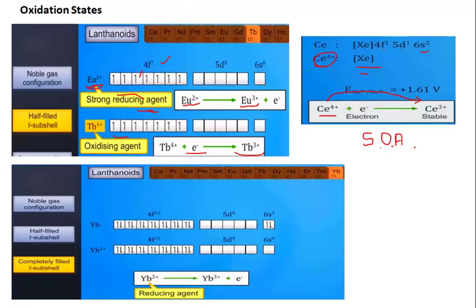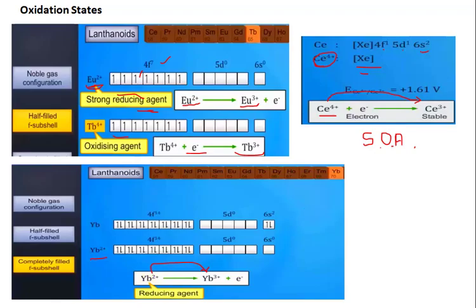Then for a completely filled subshell, ytterbium is the example. Ytterbium has 4f14 and 6s2 electronic configuration. So in the +2 oxidation state, the ytterbium 2 positive ion, in order to get converted to +3, will release 1 electron and be converted to the stable form, and thereby it acts as a reducing agent. There are other species also, for example promethium, terbium, dysprosium. They exhibit the +4 oxidation state only in oxides, that is MO2. Okay, so these were the oxidation states of lanthanoids.